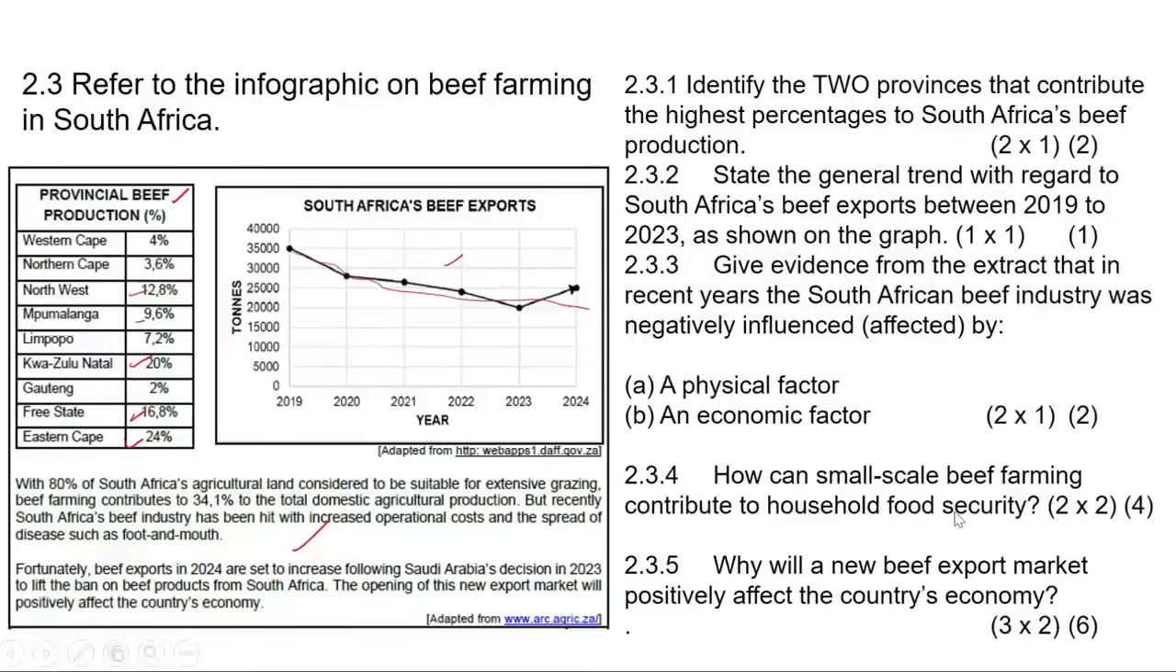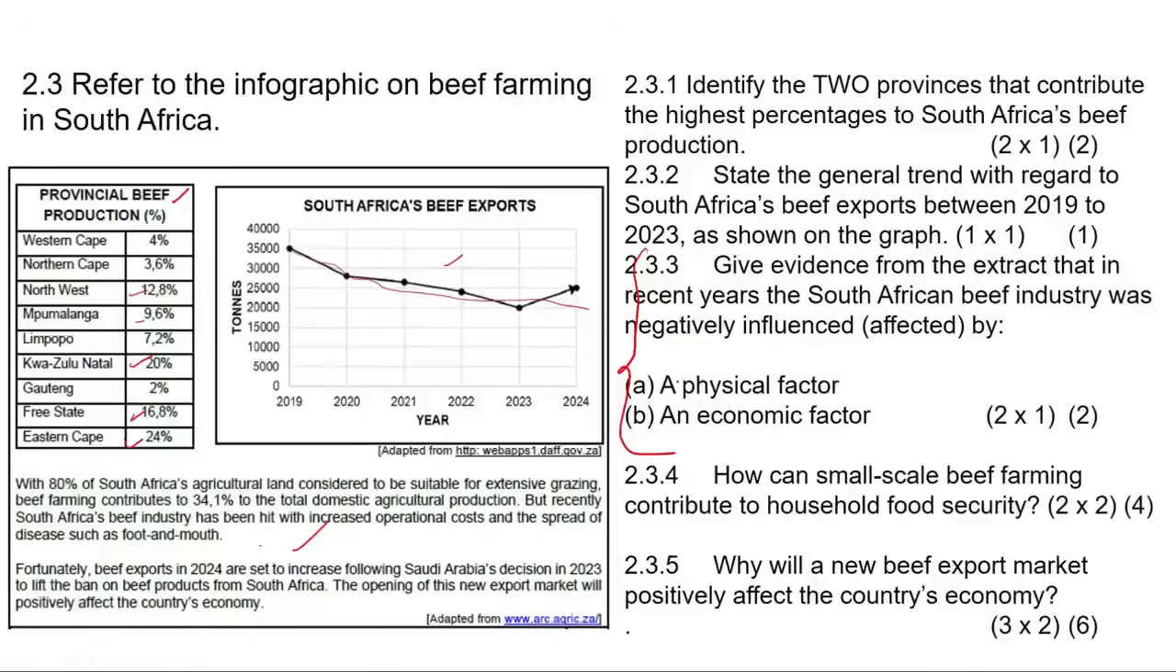But okay, give evidence from the extract that in recent years, the South African beef industry was negatively influenced or affected by physical factors and economic factors. So what you do, you're going to read from this and you will give that based on the extract. It's going to be based on the extract.